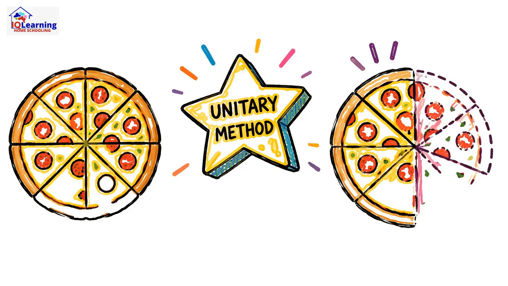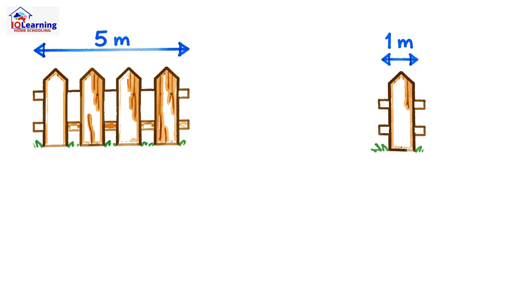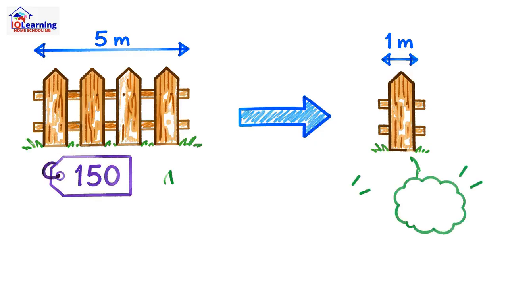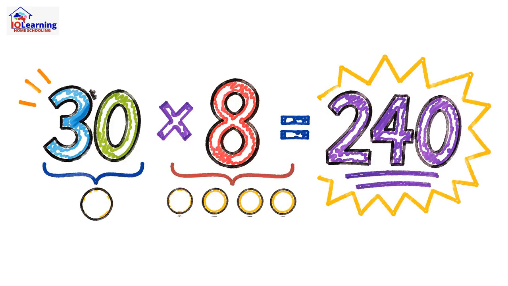That's where the unitary method shines. Say a 5-meter fence costs $150. How much for an 8-meter fence? First, find the cost of 1 meter. 150 divided by 5 is $30. Now you have your unit price. Just multiply that by the 8 meters you need. 30 times 8 gives you $240.